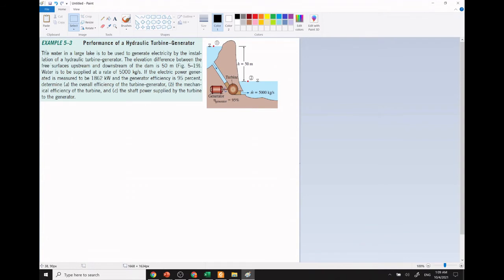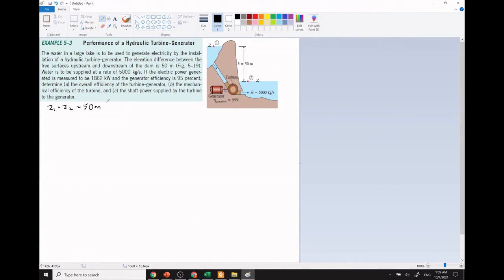Alright, so let us look into the question. The water in a large lake is to be used to generate electricity by the installation of a hydraulic turbine generator. The elevation difference between the free surface upstream and downstream of the dam is 50 meter. So basically, if you take Z1 minus Z2, you get about 50 meter.